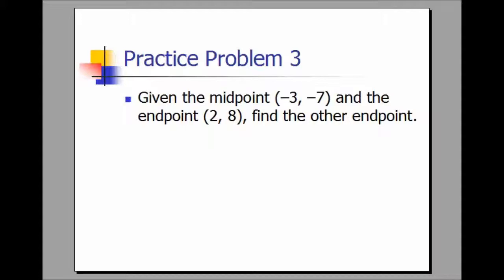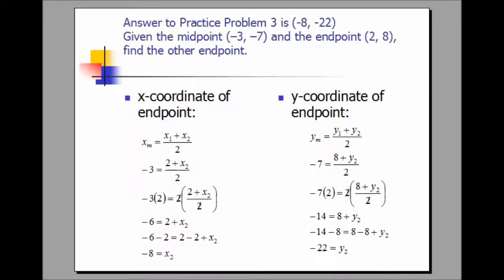Practice problem 3. Given the midpoint negative 3, negative 7, and the endpoint 2, 8, find the other endpoint. The answer to practice problem 3 is negative 8, negative 22. Recall that we were given the midpoint of negative 3, negative 7, and the endpoint of 2, 8.